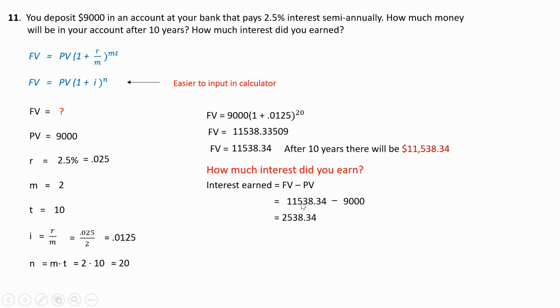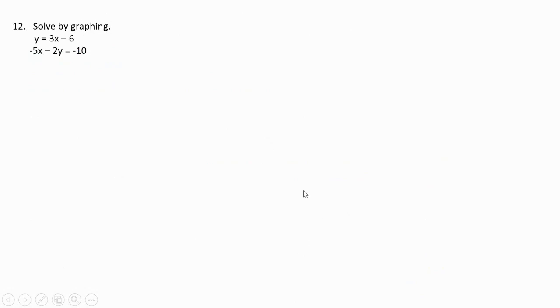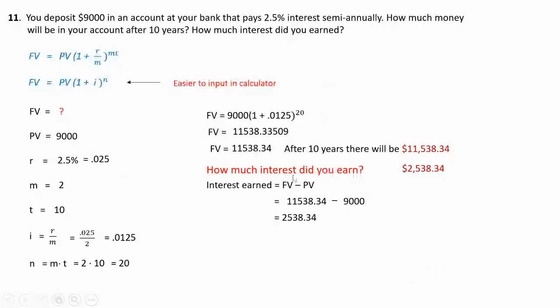Okay, so 11,538.34 minus the 9,000 that you invested. So the answer will be $2,538.34 in 10 years. Okay, let me go back. So this is how much you got after 10 years, and this is how much interest you earned. Okay, now solve by graphing.